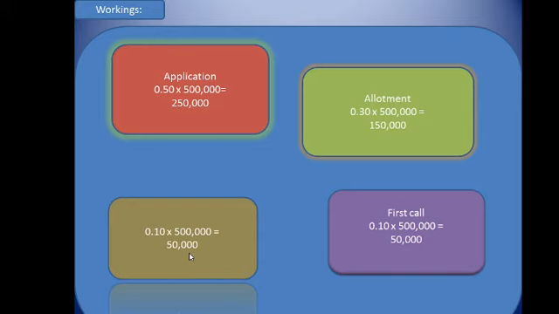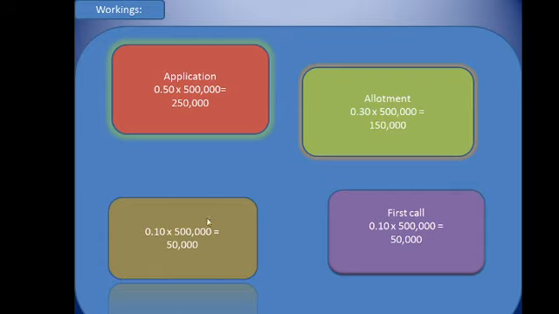Down here I have my workings. I have to first of all calculate the money involved with the application, the shares on application. The question said it is 50 kobo, so I did 50 kobo times 500,000 pieces of shares that was sold out, and I got 250,000 naira. Then for allotment, it was given at 30 kobo per share, so I did 30 kobo times 500,000 pieces of shares that was given out, and I got 150,000.